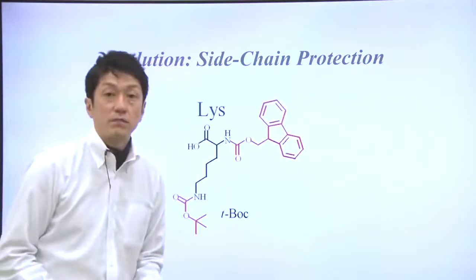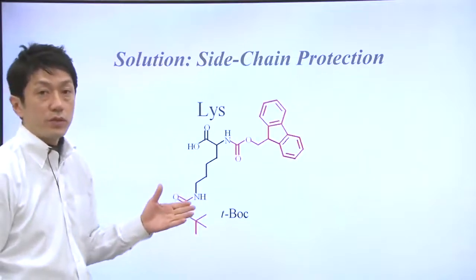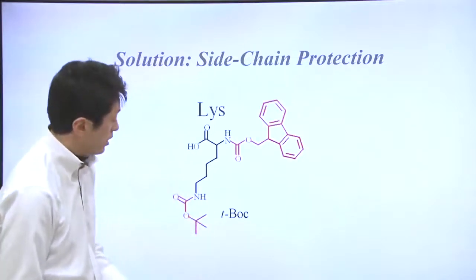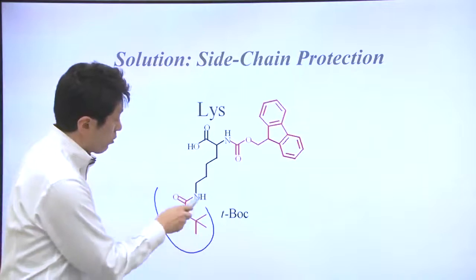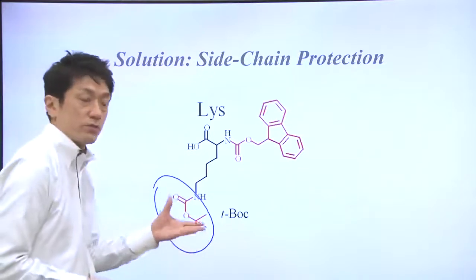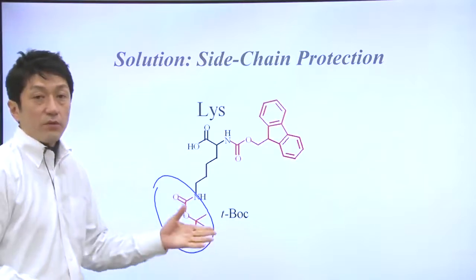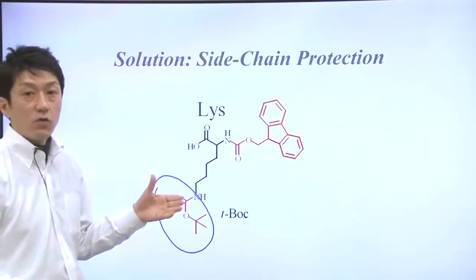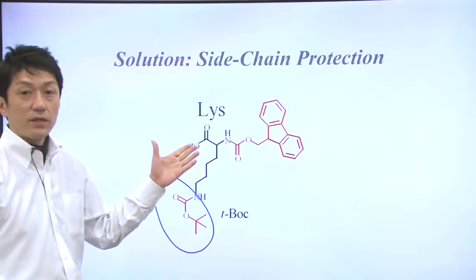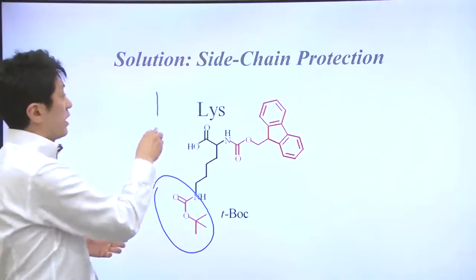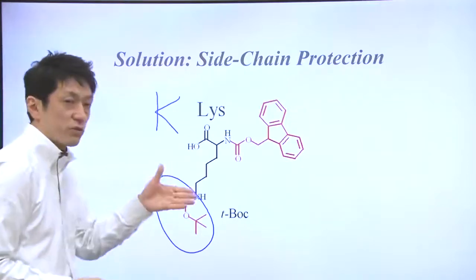In the case of lysine, the BOC group can be used to avoid side products. This protecting group is called BOC. It's often used to protect the amino group. So by the way, what was the one-letter code for lysine again? That was K, if you remember, which is close to L.